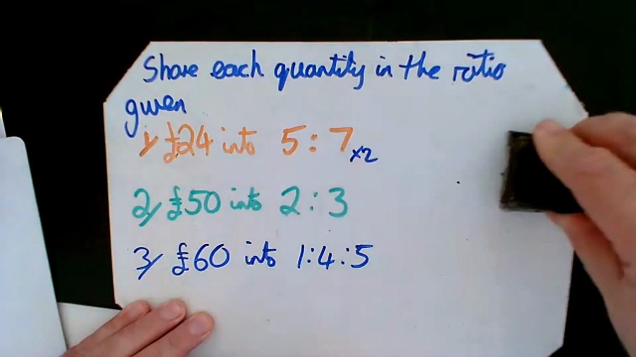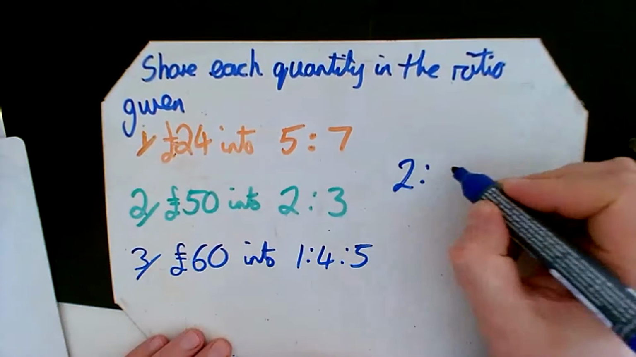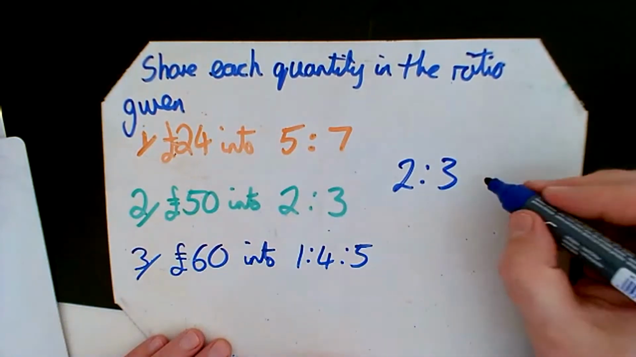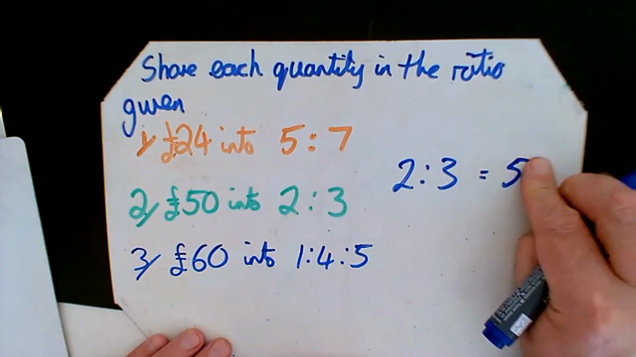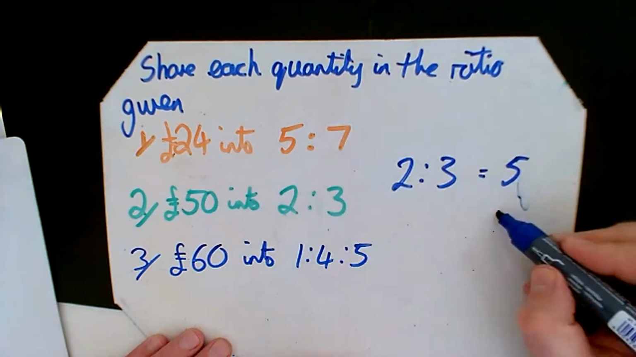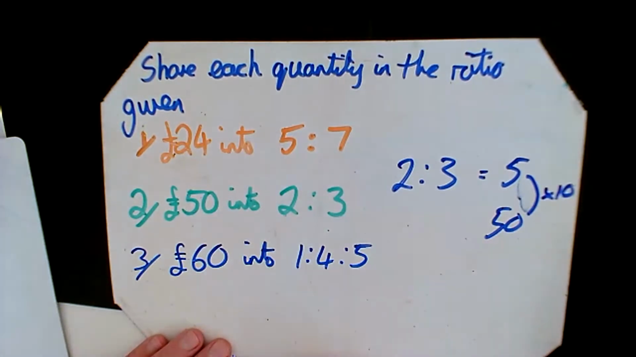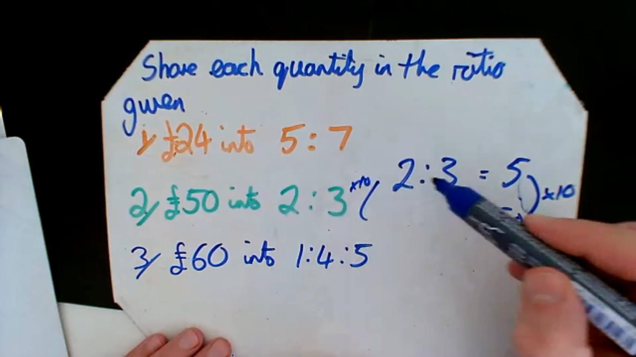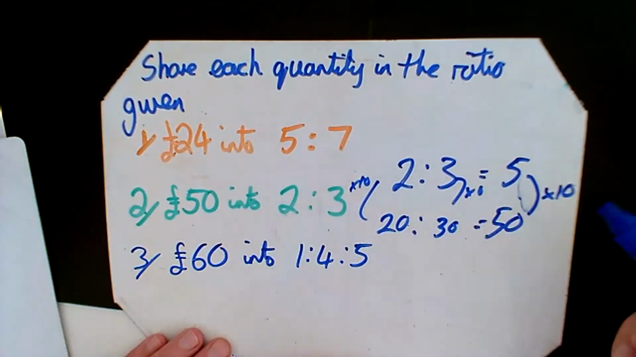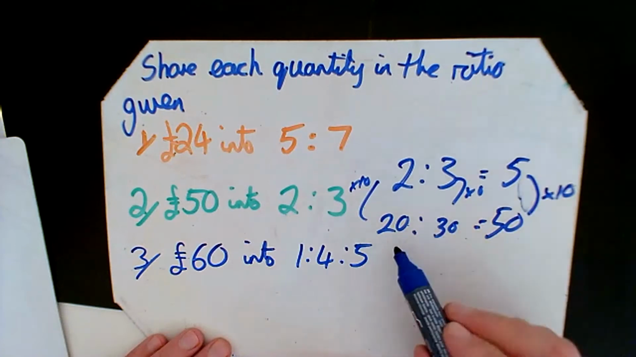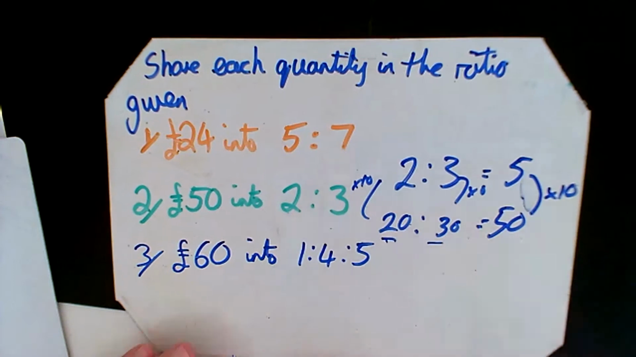Let's have a look at the next one. Again, our first step is to write our ratio. £50 is shared in the ratio of 2 to 3, and then we write our total equals 5, and the amount being shared is £50. How am I getting from the 5 to the 50? Timesing by 10. So I times by 10 and get 20, 30, equals 50. This is the shared out: one person gets £20, one gets £30.